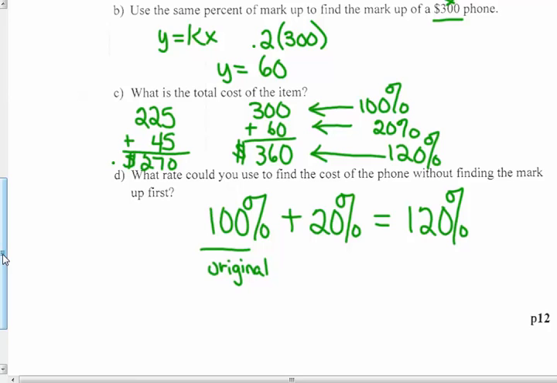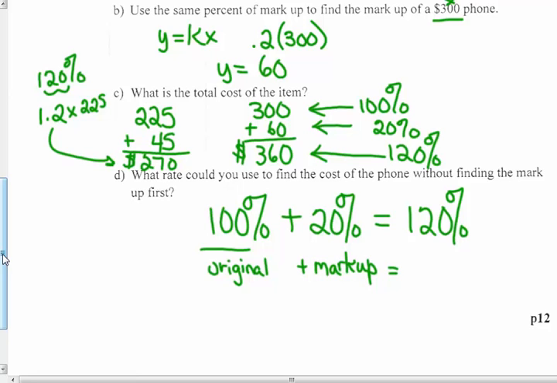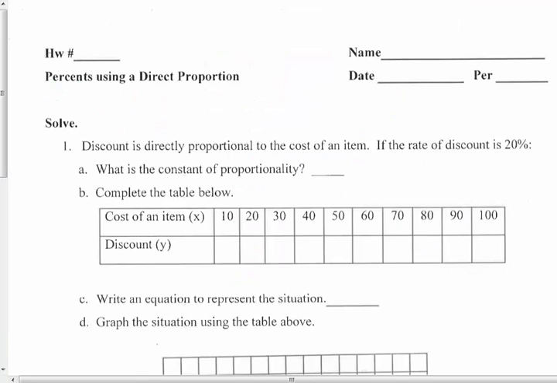I could have found 1.2, which is 120% changed to a decimal. 1.2 times 225 would give me immediately that $270. So any original price plus the markup is the percent, the rate that you're really paying. That's the total rate that you're paying. So that's another way you could solve this problem. And that's it for today.